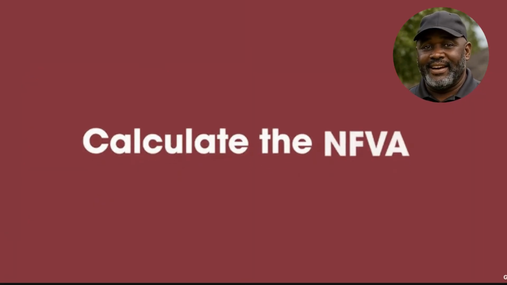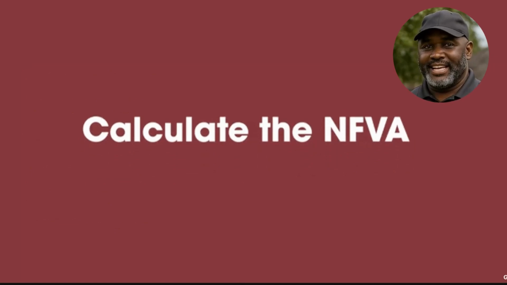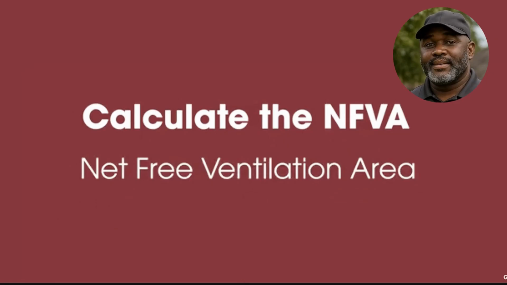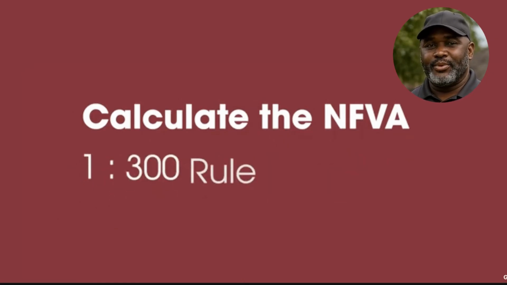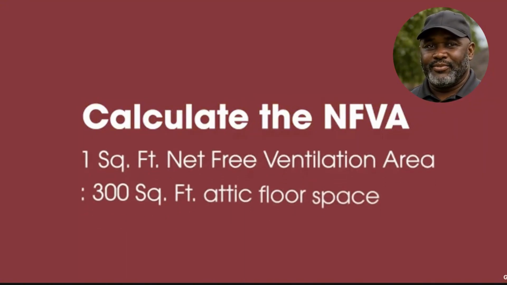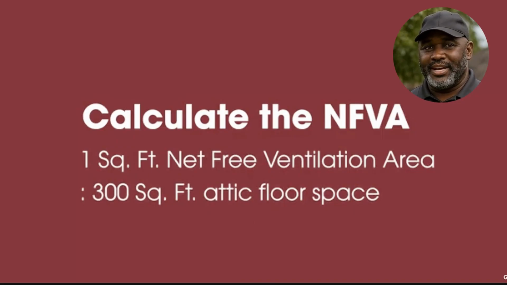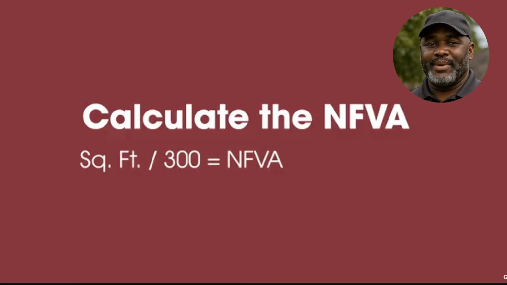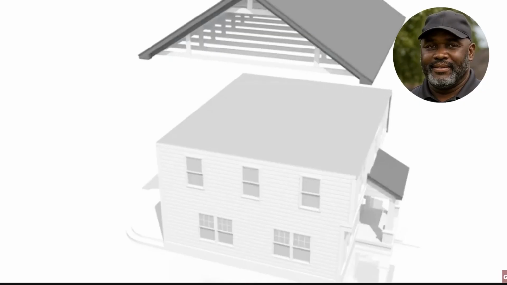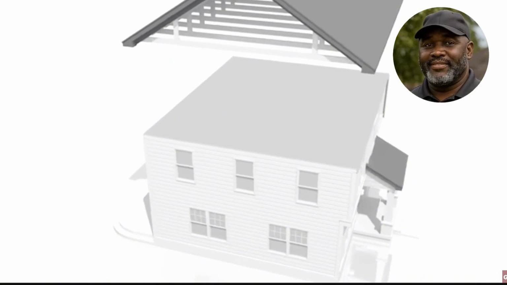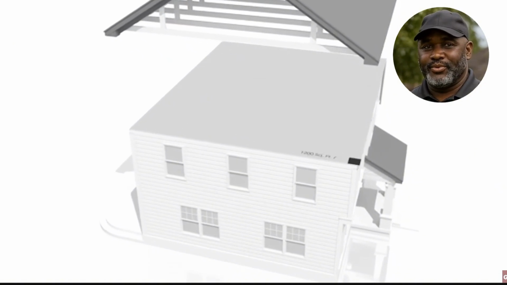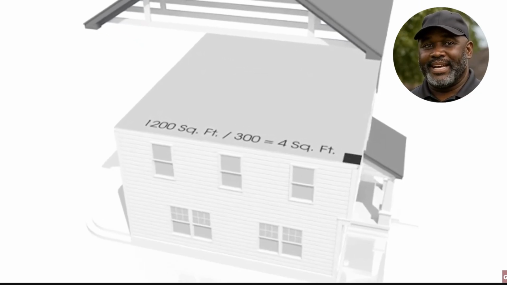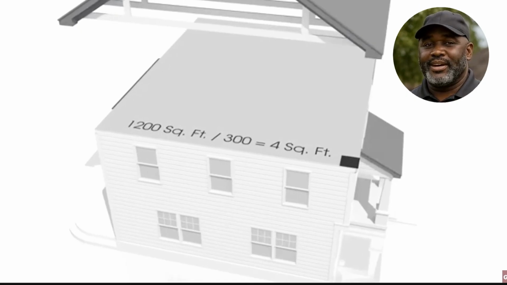Next, calculate the NFVA. NFVA stands for Net Free Ventilation Area. In order to create a balanced system, start with the 1 to 300 attic ventilation rule. This means that you need 1 square foot of net free ventilation area, also known as NFVA or NFA, for every 300 square feet of attic floor space. Simply divide the square footage of the attic floor space by 300 to get the NFVA. Going back to our example with 1,200 square feet of attic floor space, the space needs a minimum of 4 square feet of NFVA.